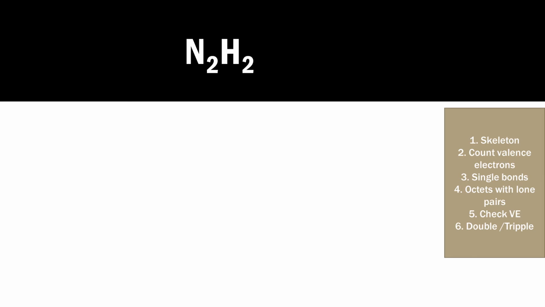This time N2H2. So big N, and H2. First thing, this is the skeleton. Now count the valence electrons. Hydrogen, group 1, provides 1 electron, there are 2 of them, therefore 2. Nitrogen, group 5, 2 of them, 10, therefore 12.